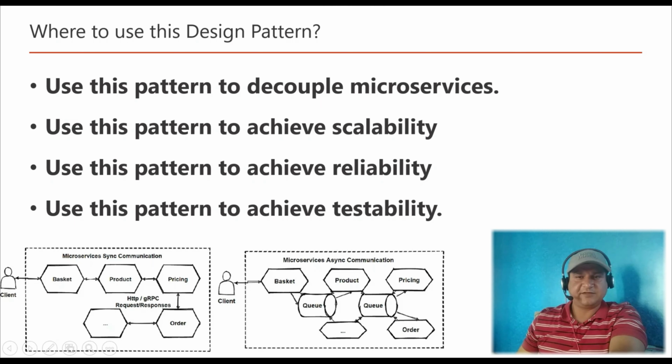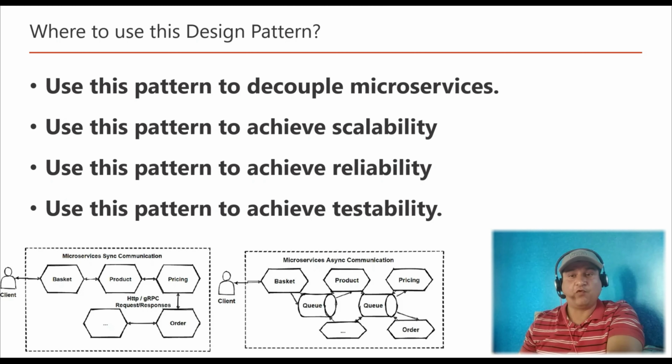Now let's see some of the use cases of this design pattern. Where to use the asynchronous message communication design pattern? Use this pattern to decouple your microservices. Whenever you have microservices interacting with each other, whenever multiple microservices are involved in a communication, use an asynchronous messaging system to decouple the microservices.